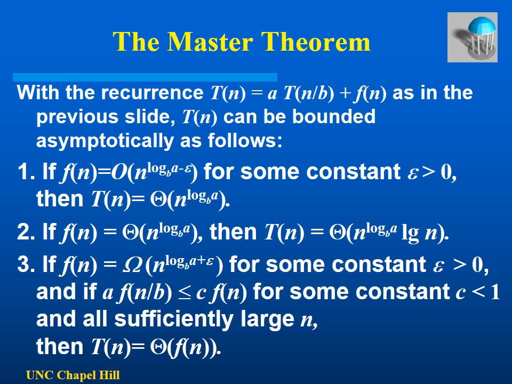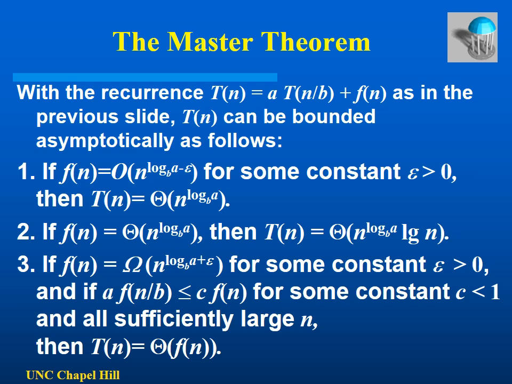Okay, so that's three reasonably complicated relationships. One that applies if f of n has this property, one that applies if f of n has the second property, and one which applies if f of n has the third property and there's an additional constraint that's satisfied. We'll see an example shortly of that.